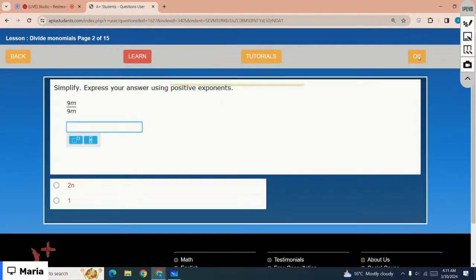Okay, the next one is 9m divided by 9m. So which is the correct option? The correct option is 1, right? 9m divided by 9m equals 1. The correct option is 1.